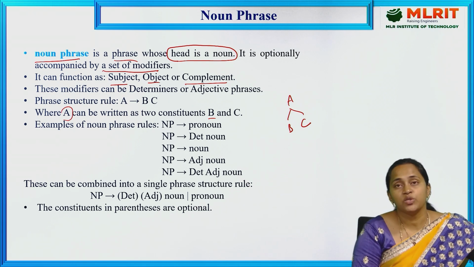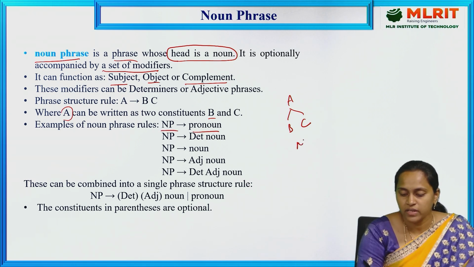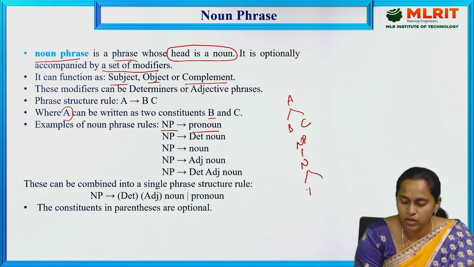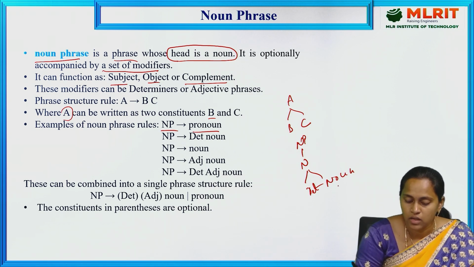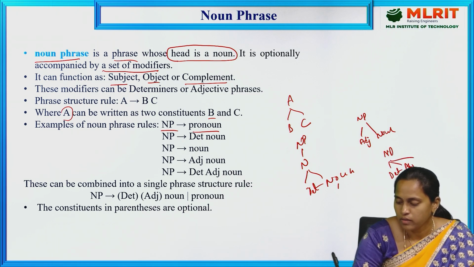Next, examples of noun phrases. Noun phrase, pronoun. Next, noun phrase, determiner, noun. Like this, we are writing to form a sentence. Noun phrase, adjective, noun, like this. Noun phrase, determiner, adjective, noun, like this.